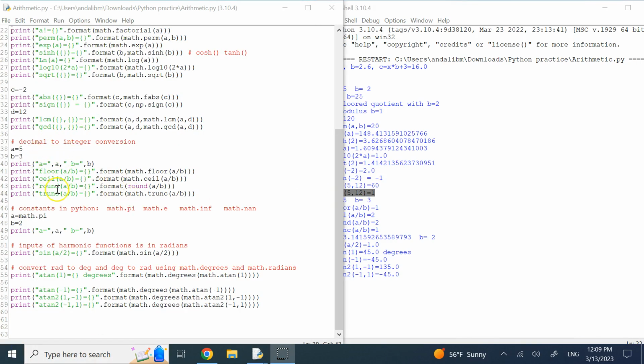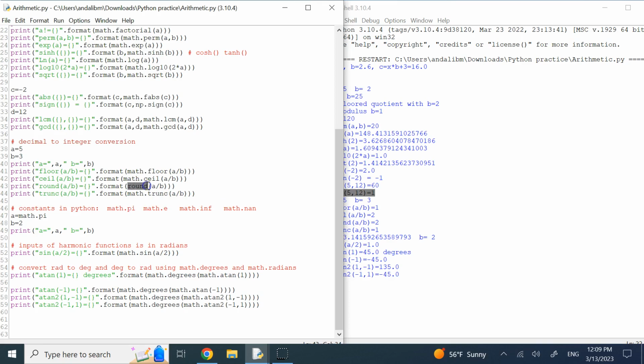Other functions are for converting decimals to integers, right? So here I have 5 and 3, and if you divide, the result is 1.66. And here I can floor it, which is the smallest integer number between the two. If the number is between two integers, the smaller one is the floor, the larger one is the ceiling. You can truncate it, which is taking away the decimals. And the round function is not in the math module. It's directly a function that is available in Python. So for round, you do not need math.